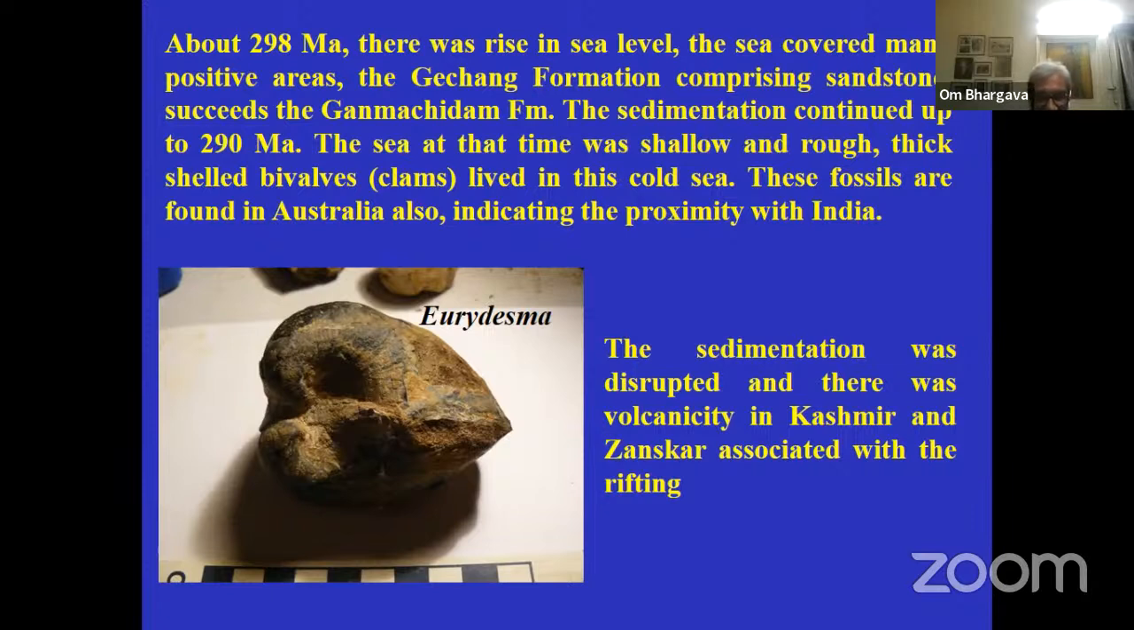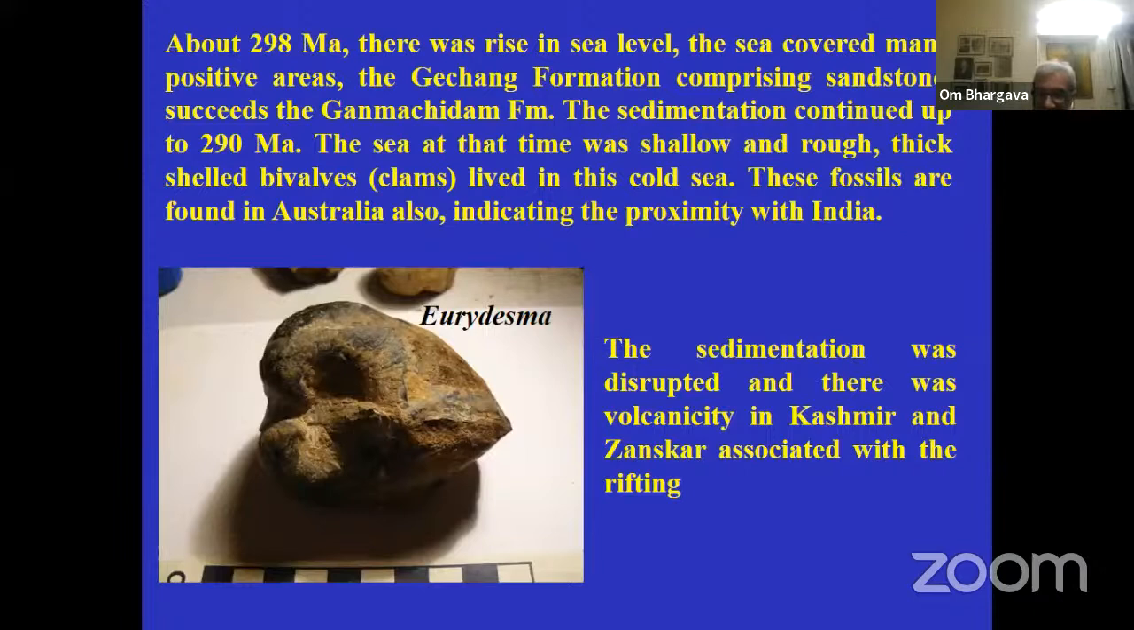And that was the time when the sea was very shallow and rough. The shell fossils, that is Eurydesma, which you see here, are said to be found only at a depth of about a meter, slightly more than a meter. And that's why in such a high energy sea, the shells were very thick. That's how nature responds to the changed climate and environment, because thin shells would be destroyed in a rough sea. So the shells at that time, whether Eurydesma or Deltopecten, were all very thick. And these fossils are found in Australia, indicating the proximity with India.